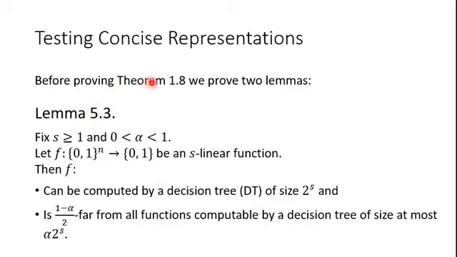So before we prove theorem 1.8, we have to prove two lemmas that we will be using. Lemma 5.3 states the following. We fix s at least 1 and alpha between 0 and 1, non-inclusive. And we will set f from {0,1}^n to {0,1} to be some s-linear function. Then in this case, the lemma states that f can be computed by a decision tree, which we will denote with DT, of size 2^s. And also f is (1 minus alpha) divided by 2 far from all functions computable by a decision tree of size at most alpha times 2^s.